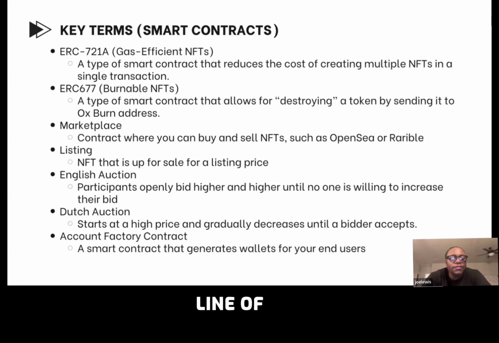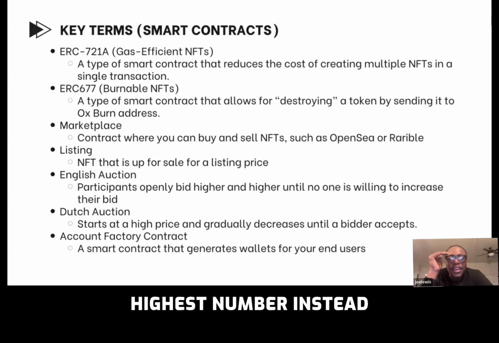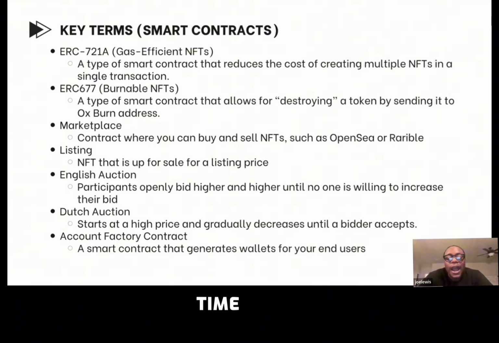If I go down the line of the rest of these terminologies, we have English auction versus Dutch auction. An English auction is the more common auction, where you commonly hear people bidding at higher and higher prices, and whoever bids the highest wins. But there's also what's known as a Dutch auction. Dutch auctions are different: the price starts at the highest number instead, and they're more time based.